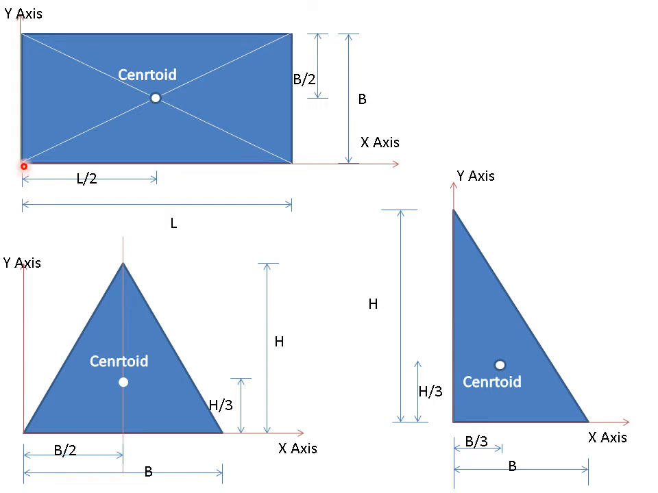So if L is the length, it comes at the center, that means at a distance L by 2. And if B is the width, again it comes at the center of the width, that is B by 2 from bottom or B by 2 from top. So that way this point lies at L by 2 from y-axis and B by 2 from x-axis. So this point is called as centroid of the diagram.